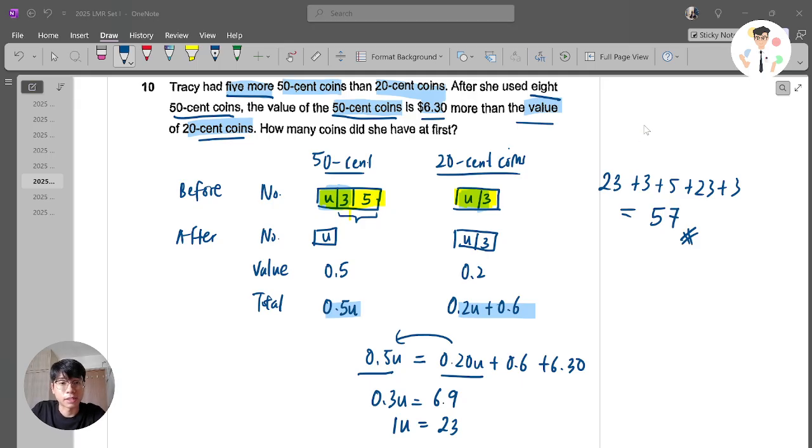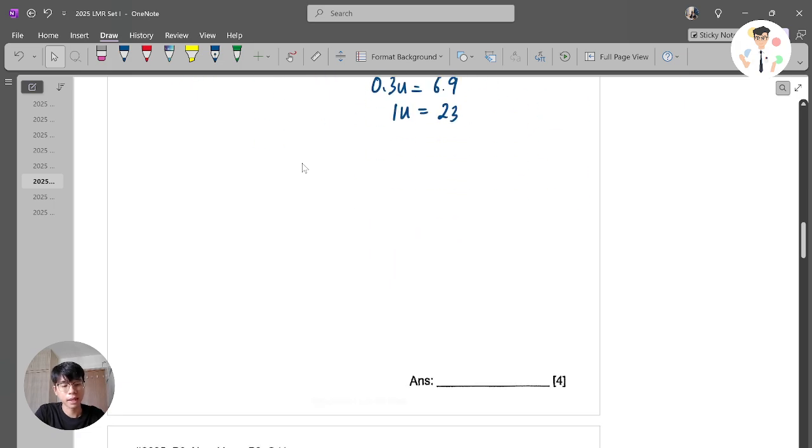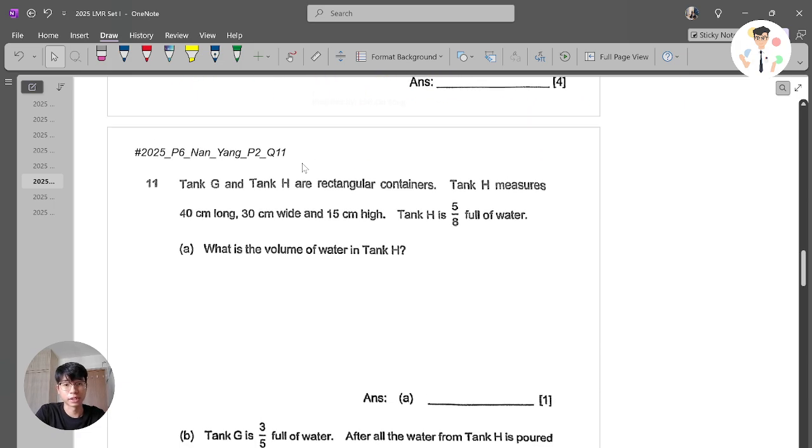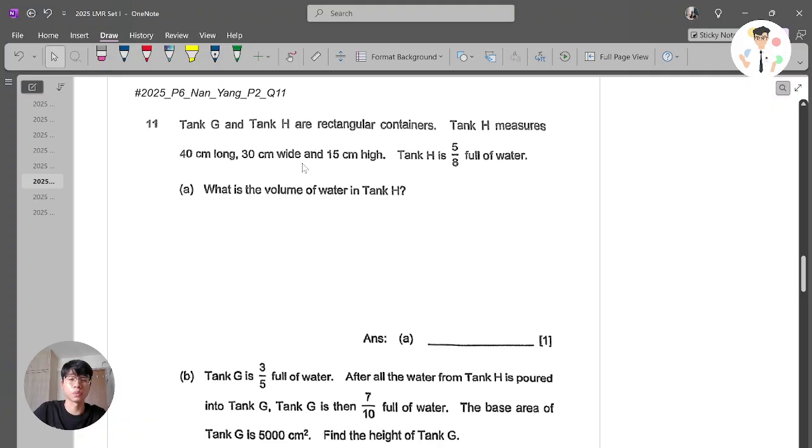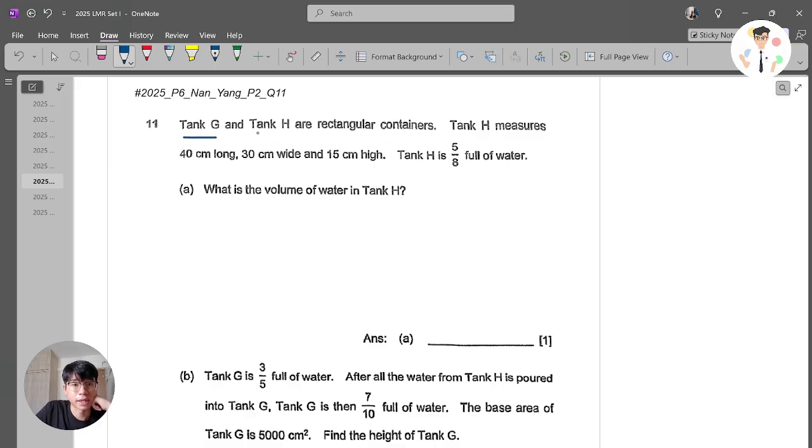Okay, let's move on to our next question. Our next question is from Nanyang paper 2, question 11. Okay, this will not be a very difficult question. Now, tank G and tank H are rectangular containers. Tank H measures 40, 30, 15. And tank H is 5 out of 8 full of water. What is the volume of water in tank H?